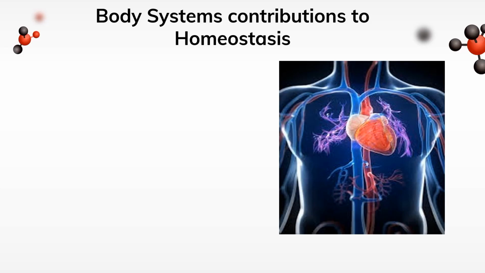Different body systems contribute to maintain homeostasis. All 11 body systems are contributing to maintain homeostasis in many different ways. We'll study contribution of each body system one by one. The first one is circulatory system. It contains heart, blood vessels, and blood.